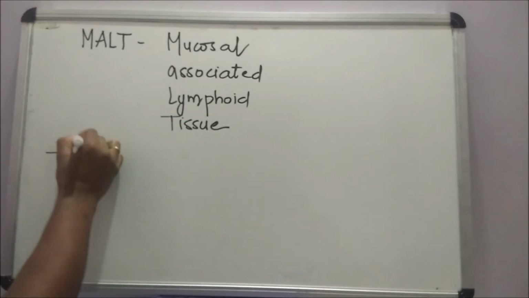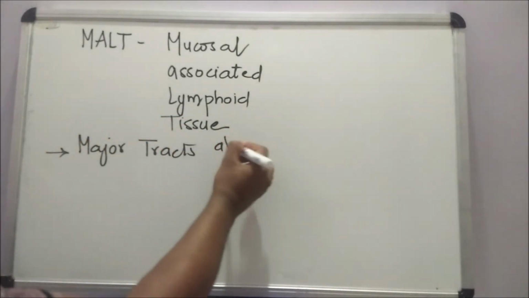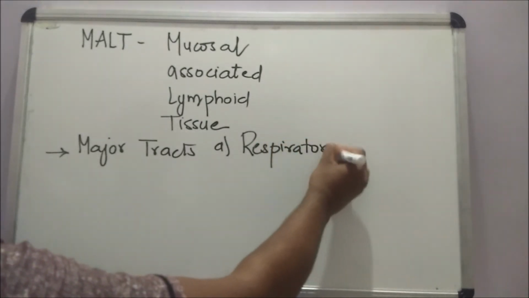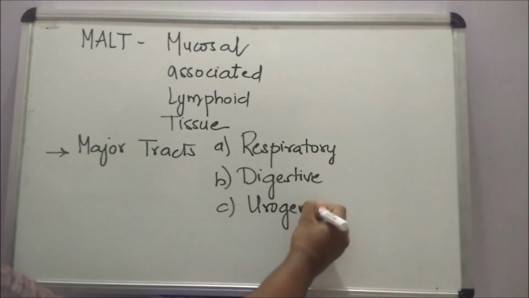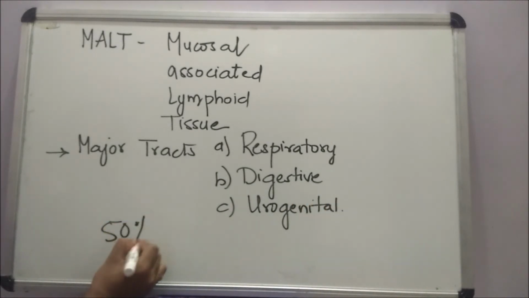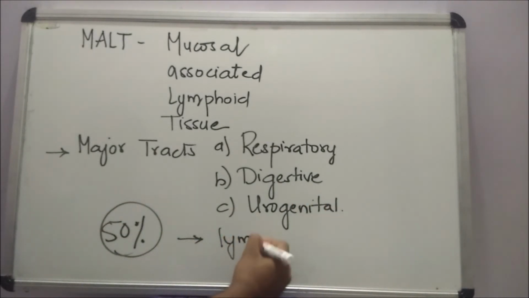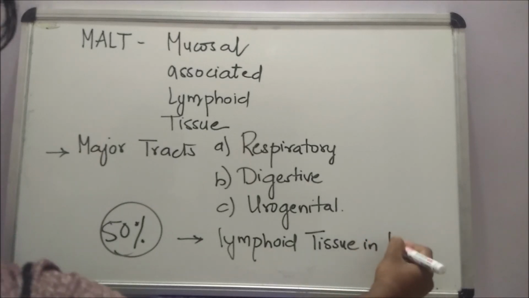This lymphoid tissue is present in major tracts, especially the respiratory tract, the digestive tract, and the urogenital tract. It constitutes almost 50% of the lymphoid tissue in our body.